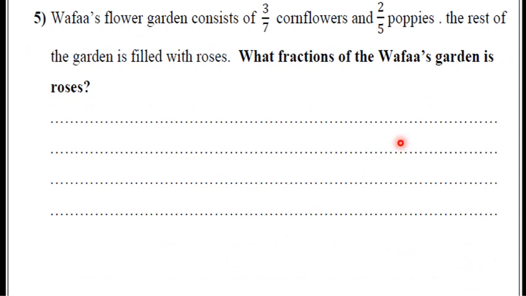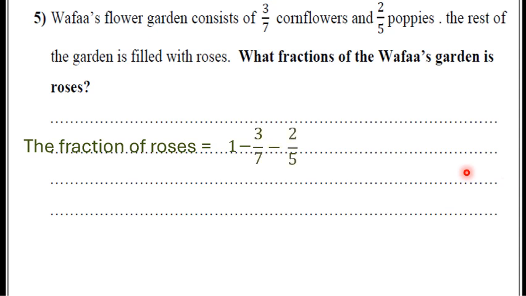Wafa's flower garden consists of 3 over 7 cornflowers and 2 over 5 poppies. The rest of the garden is filled with roses. What fraction of Wafa's garden is roses? So now let me write the fraction of roses means 1 whole minus 3 over 7 minus 2 over 5. Here we have two different denominators. So what is the LCM of 5 and 7? I will make 7 times 5 equals 35.